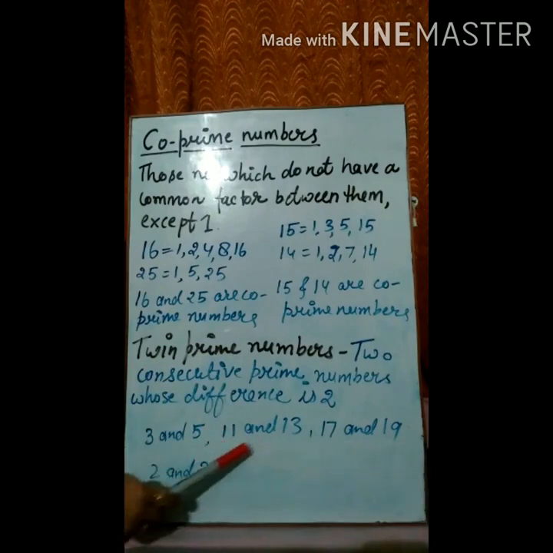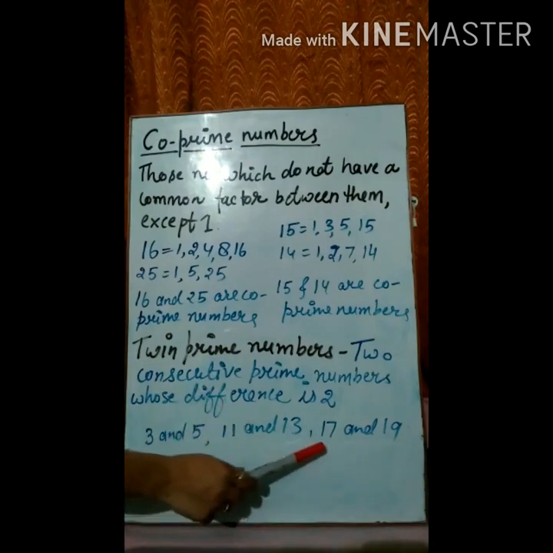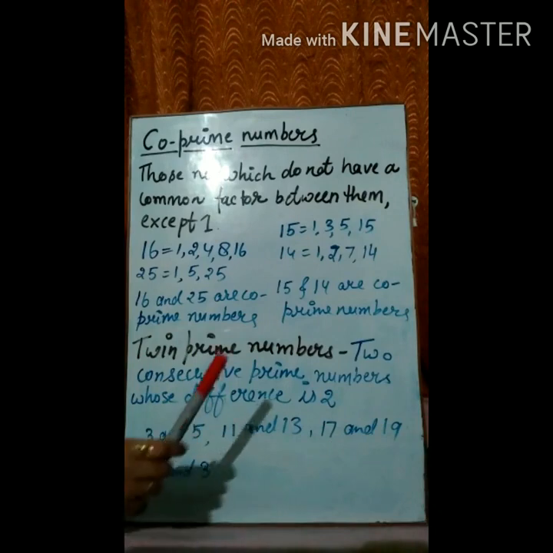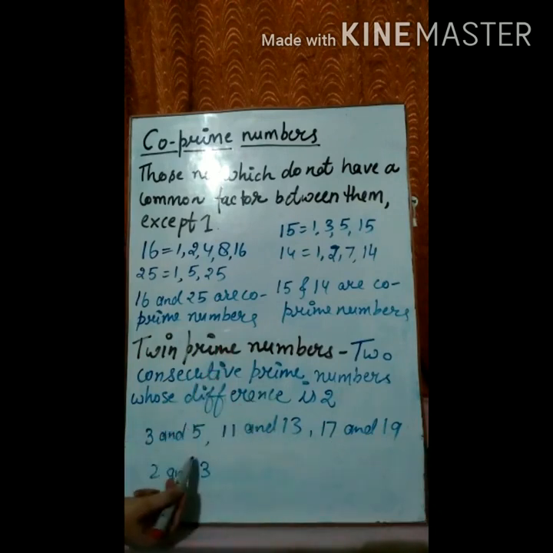11 and 13, the difference is 2. 17 and 19, the difference is 2. But 2 and 3 are also prime numbers, but what is the difference? It is 1. That's why they are not twin prime numbers.